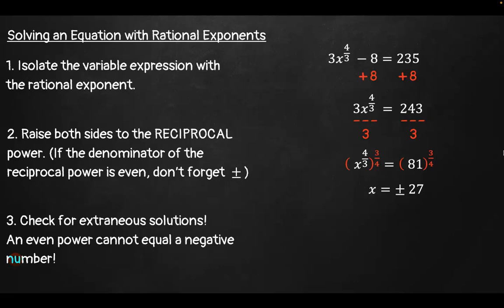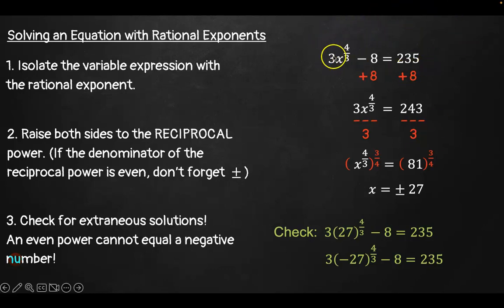So I want to double check. When I look at 81 to the 3/4, this is technically rewritten as the 4th root of 81 to the 3rd power. So I want to make sure that my answer is actually going to be okay. So what I'm going to do is take the positive 27 as well as the negative 27, and substitute those values back into my original equation that I started off with.